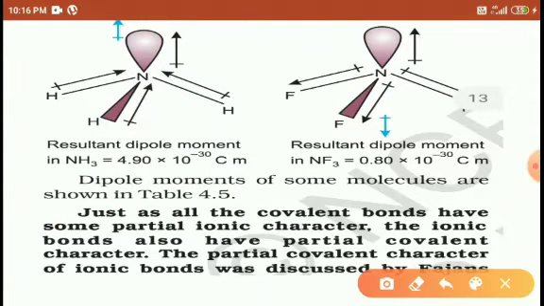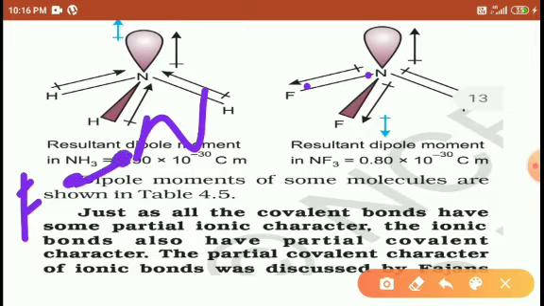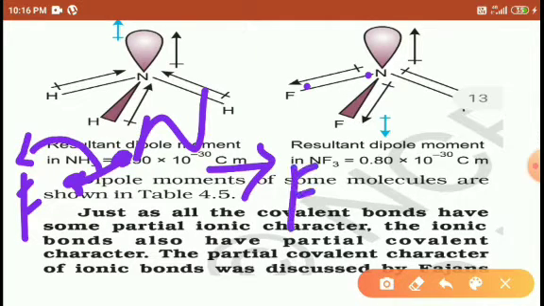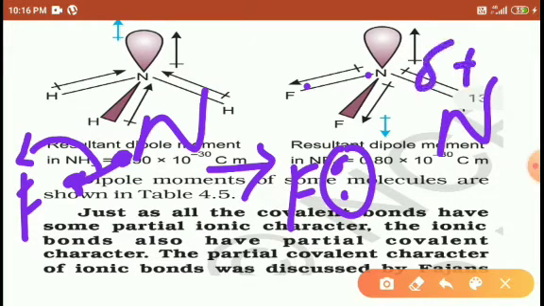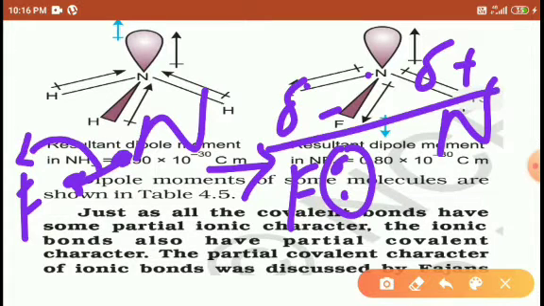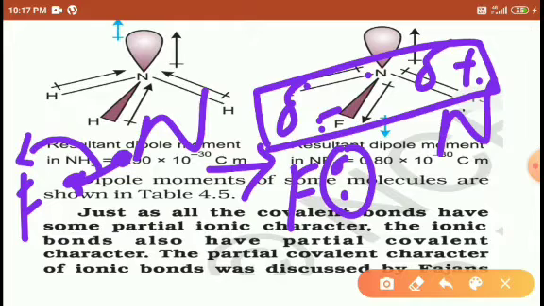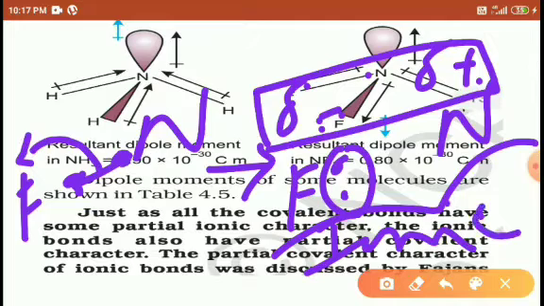Students, similarly look at nitrogen and fluorine. Between nitrogen and fluorine, a covalent bond is present, and the pair of electrons is slightly shifted toward the fluorine. So there is a partial positive charge on nitrogen and a partial negative charge on fluorine. Charges are developed here, so it means ions are developed: nitrogen positive, fluorine negative. So it is the ionic character. It is a covalent bond, but it shows ionic character because of the development of charge. Right, friends?